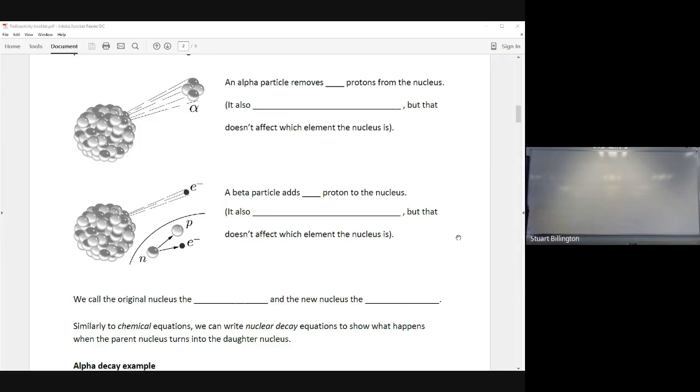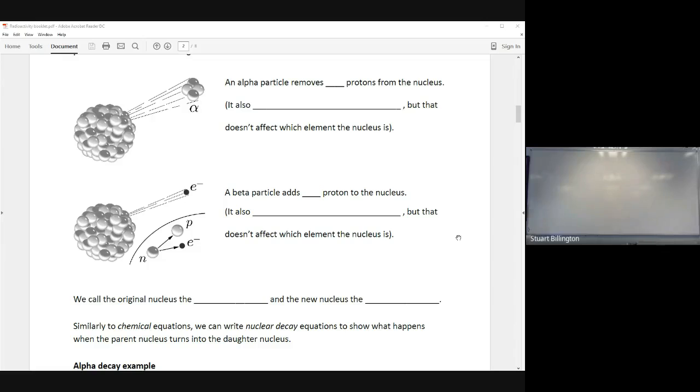Okay, the correct answer was alpha particle removes 2 protons from the nucleus. Thank you to the first person who spoke. Okay, the second sentence, it also removes something else, but that doesn't affect which element it is. So what also goes from the nucleus? 2 protons and also... Yeah, George, you're right. Neutrons, but how many neutrons?